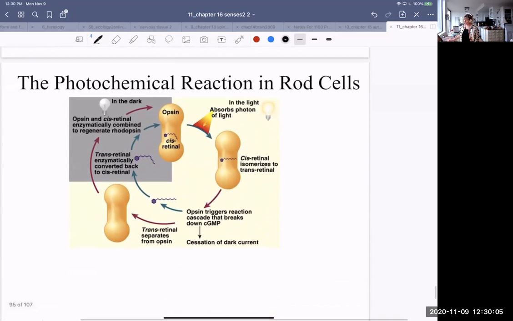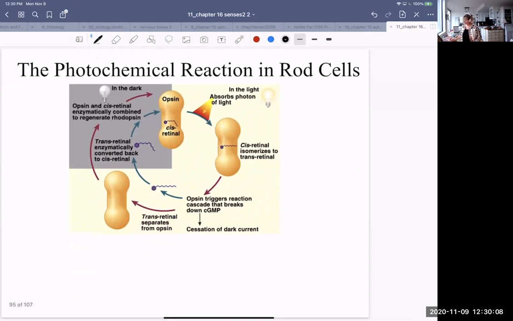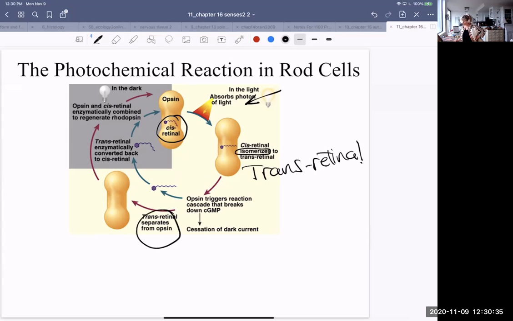So here's the photochemical reaction of rod cells. It starts off bent in the cis configuration. And here comes light. Boom. It changes that cis retinal. It isomerizes. That means it changes shape to trans retinal. And then because it's changed shape like that, it separates from the opsin. But in the meantime, it's triggered a reaction. I'll show you what that is in a moment.